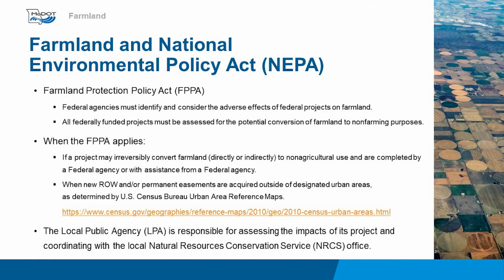The Farmland Protection Policy Act requires that federal agencies identify and consider adverse effects to farmland that have resulted from projects that involve federal participation. For most RER projects, the federal participation is federal funding. When an LPA project has new right-of-way or permanent easement that results in converting farmland to another land use, coordination with a local NRCS office is required. The LPA is responsible for assessing farmland impacts and coordinating with NRCS.